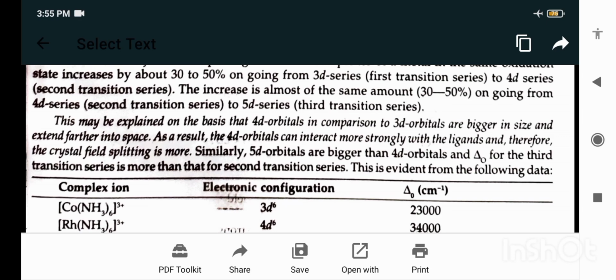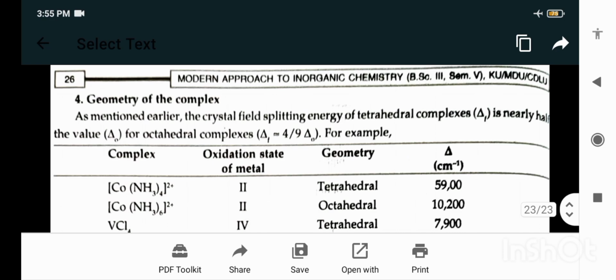As a result, the 4d orbitals can interact more strongly with the ligands and therefore the crystal field splitting is more. Similarly, 5d orbitals are bigger than the 4d orbitals and delta naught for the third transition series is more than that of the second transition series. This is evident from the following data. Geometry of the complexes.